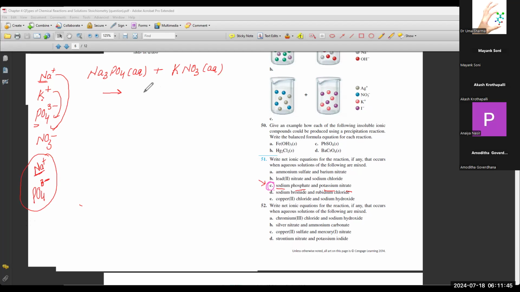So now product side, Na is already giving me NaNO3 aqueous plus K3PO4. See, Mayank, she has taken K3 because she doesn't want to put any charge here. This is also aqueous. Any weak electrolyte here, children? So they all will remain dissociated. Let's write down the dissociation of this. This is molecular equation. Molecular.